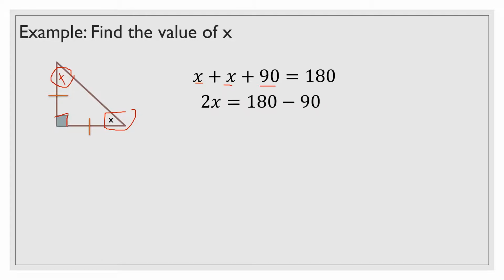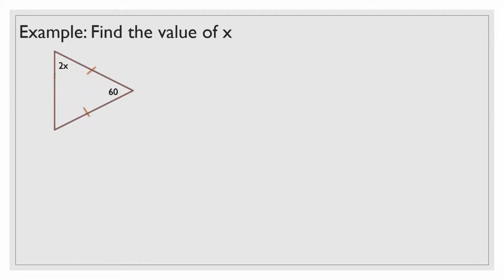Then combine natin yung 90 doon sa 180. So we have 180 minus 90 is 90. Then divide both sides of the equation by 2. So the value of x now is equal to 45. Next example, you have to find the value of x.